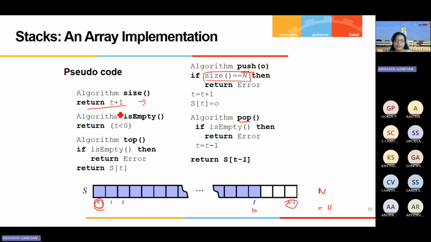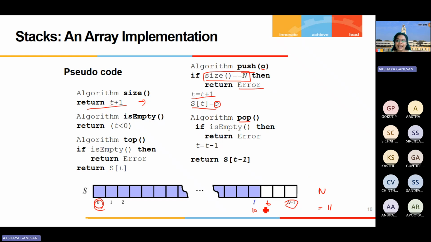So size returns t plus 1. If it is equal to n, we cannot add any more to that stack, so it returns error. If the size is not equal to n, we can insert the top element. So t will become t plus 1, and into s of t you insert the element. The element to be inserted is o. Okay, so this is push.